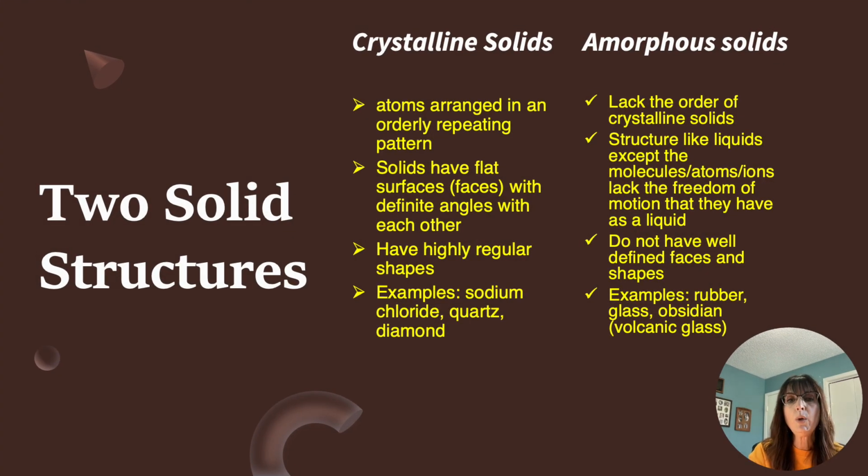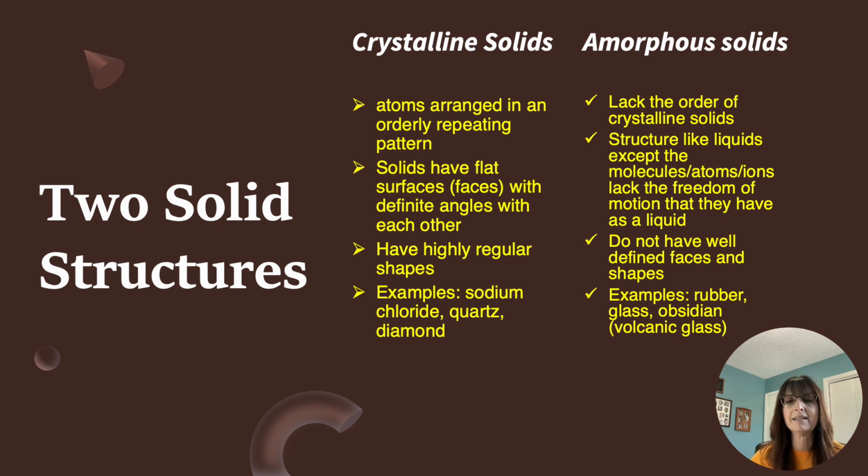There are 2 basic solid structures. One is called crystalline and the other is amorphous. In a crystalline solid, the atoms are arranged in this very ordered repeating pattern. They have flat surfaces with definite angles toward each other, highly regular shapes. Examples would be sodium chloride, quartz, and diamond.